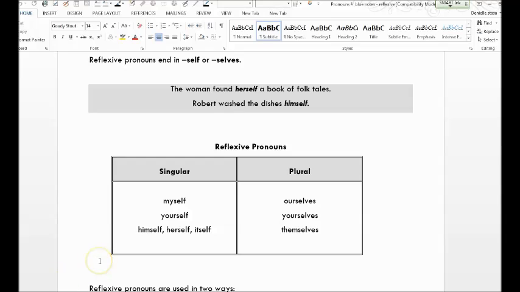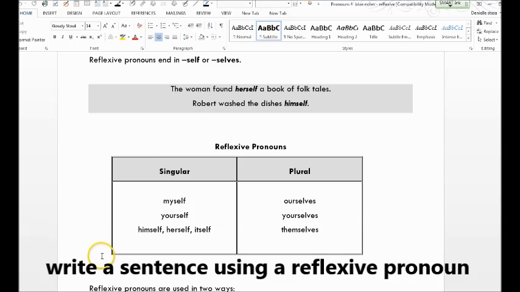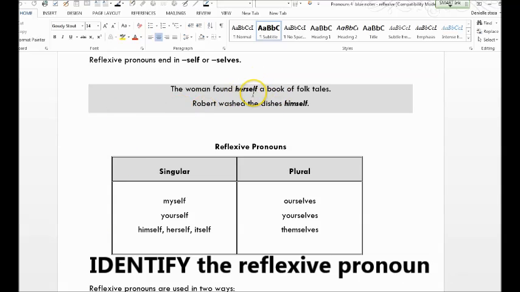For your assignment, you're going to write a sentence using a reflexive pronoun correctly and identifying the reflexive pronoun in the sentence. You can bold it, italicize it, make it a different color, underline it, but please make sure you are identifying the pronoun in the sentence.